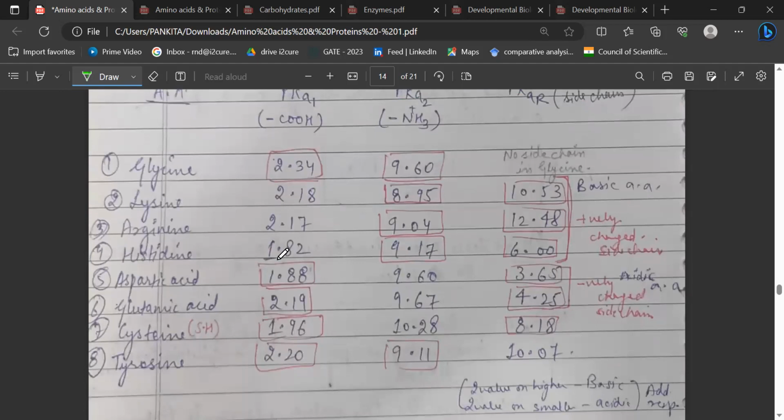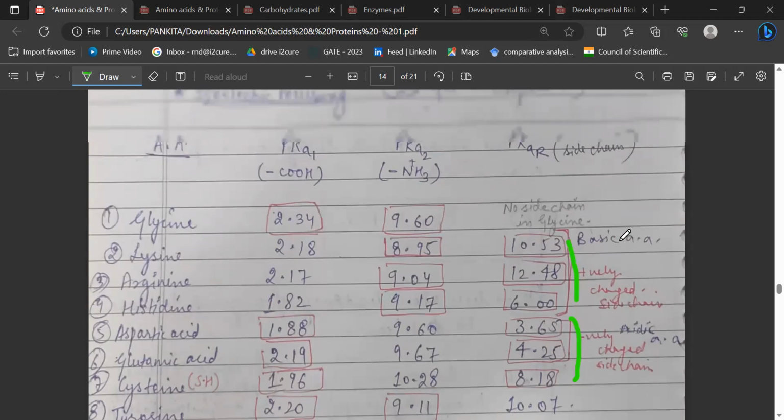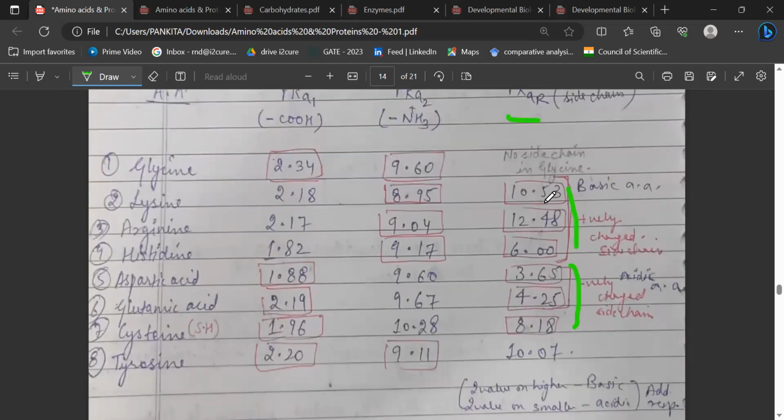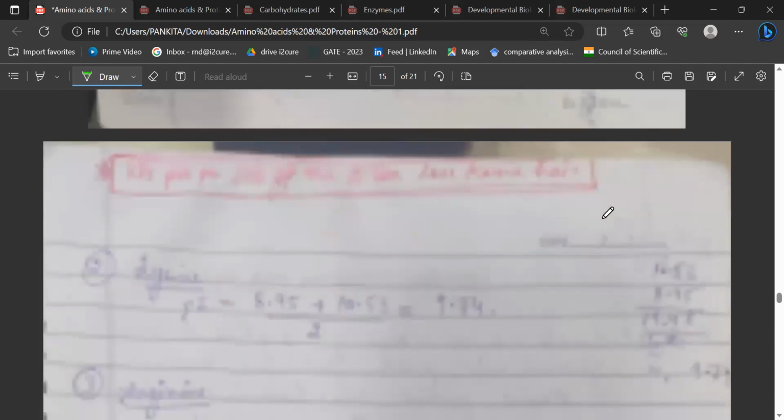So these are the pKa1 and pKa2 values given for different amino acids. We have basic or positively charged amine side chains, and we have negatively charged side chains. pKaR is that of the side chain. So using these values, the isoelectric point of any amino acid is calculated.